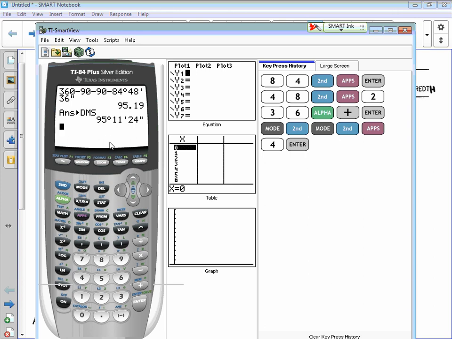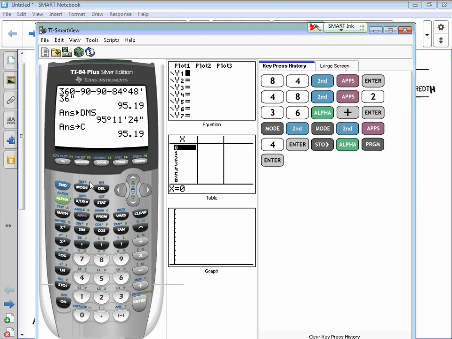If you want to keep this for later, you can hit store and then put it somewhere. This was essentially angle C, so we could say alpha, where's C? A, B, C, there it is. Store it in C. Enter. And then it'll be stored in C, and we can just hit second recall, above the store button in blue, and it'll be stored in there for us later. And that's a great technique to use.